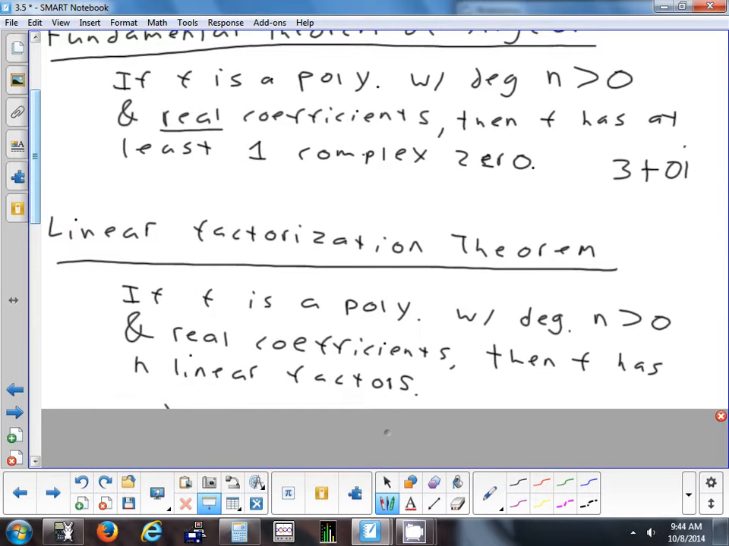And the linear factorization theorem is a little bit more specific. It says if you have a polynomial with a degree greater than 0, and you have real coefficients, then you're guaranteed to have exactly as many factors as the degree. So when you factor a quadratic, you factor it into 2 sets of parentheses. When you factor a cubic, you could factor it into 3 sets of parentheses. If you factor a 5th degree polynomial, it would factor into 5 sets of parentheses.